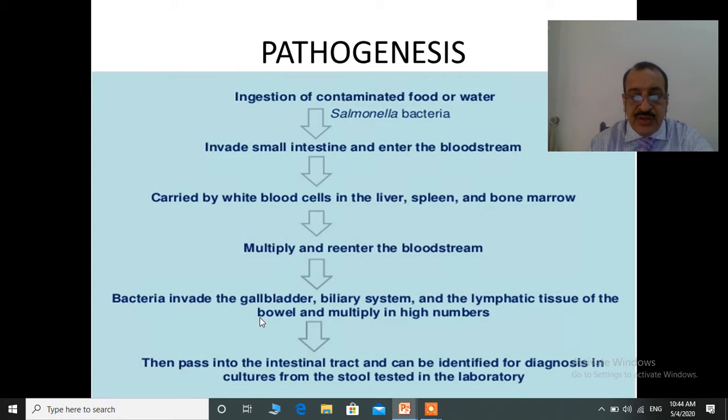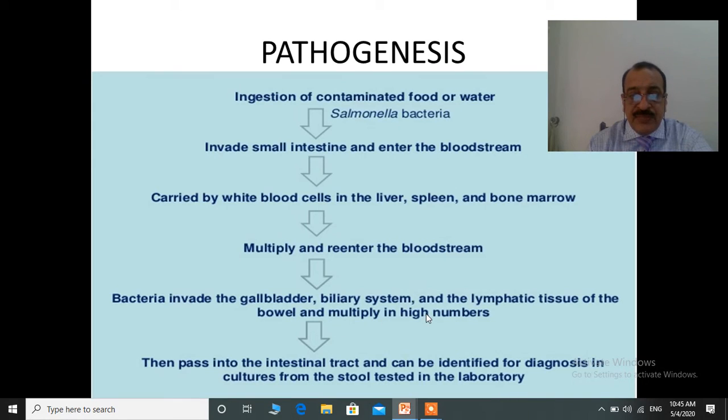Now, as far as the involvement of the lymphoid tissue is concerned, when the organisms reach the bowel through the bloodstream, they initiate an intense inflammatory response in the mucosa as well as in the lymphoid tissues. The mucosa gets inflamed, and in some cases the inflammatory process may involve the muscularis and serosa of the gut and can cause perforation of the intestines.